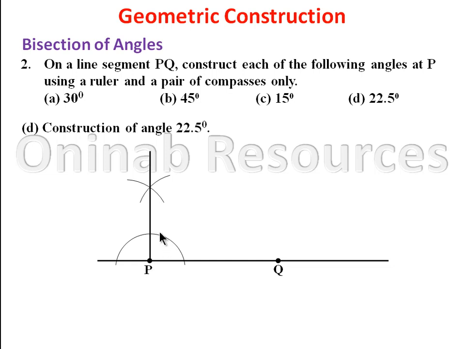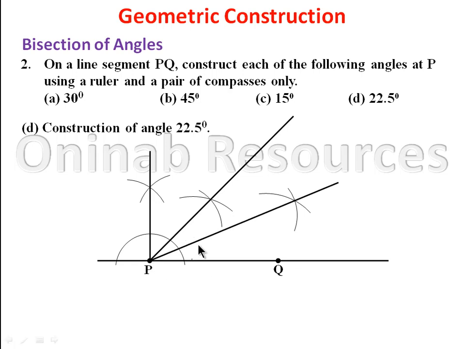Now we bisect this angle 90 degrees, take this point as center, draw an arc to the right, this point as center, draw an arc to cut the first arc, join their point of intersection to P. We have this to be 45 degrees. So we are going to bisect 45 degrees. So bisecting 45 degrees to get 22.5, we take this point as center, draw an arc to the right. Take this point as center, draw another arc to the right. Join their point of intersection to P.